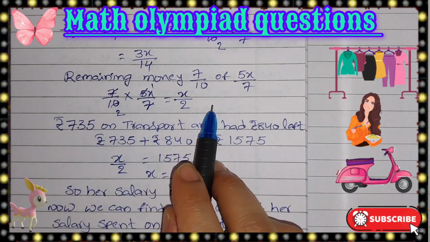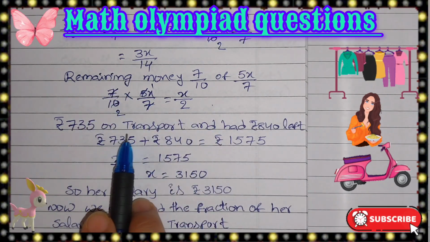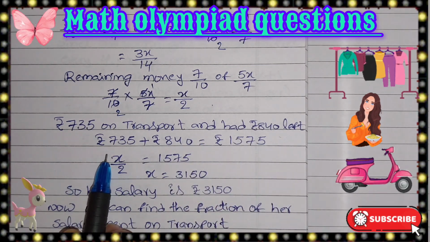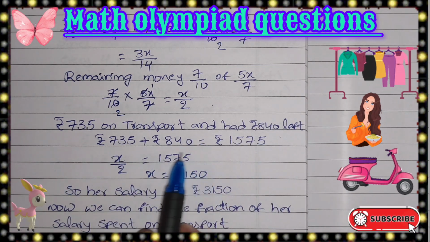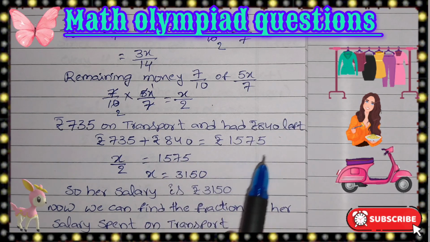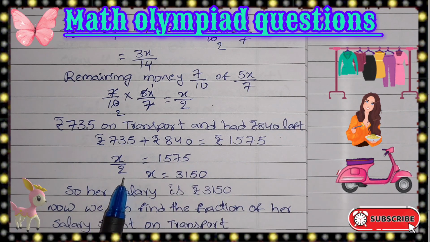735 rupees on transport and had 840 rupees left. We have to add these two numbers. 735 plus 840 rupees equals 1575 rupees. Now we are going to find the salary of Ella.